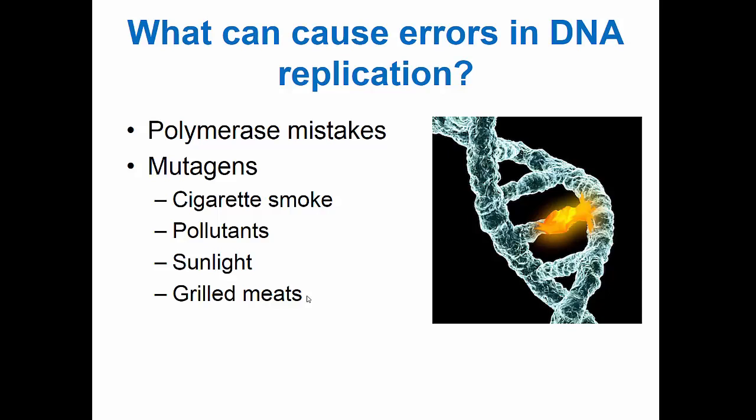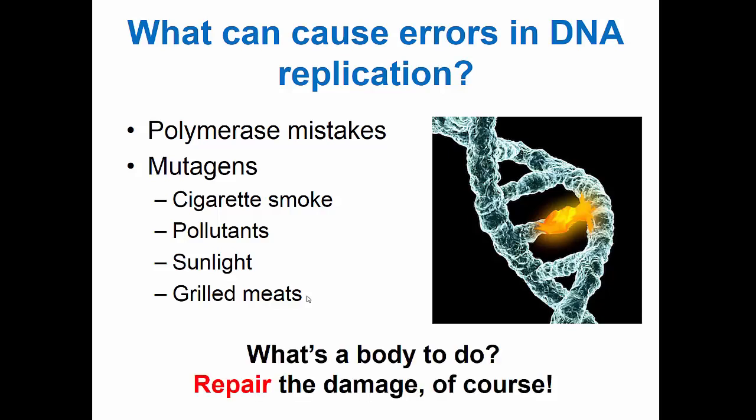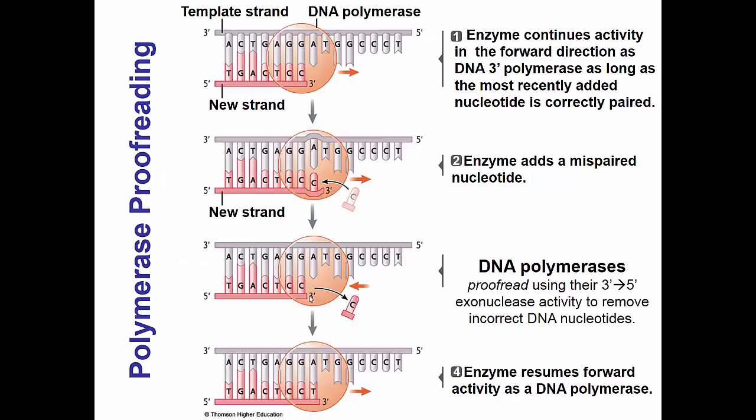So there are lots of carcinogens in our environment. We're exposed to them all the time. However, luckily, our body has mechanisms to repair the damage that's caused by these types of mutagens. We're going to discuss 3 of these mechanisms. The first one generally repairs errors that are made by DNA polymerase, and that's DNA polymerase proofreading.